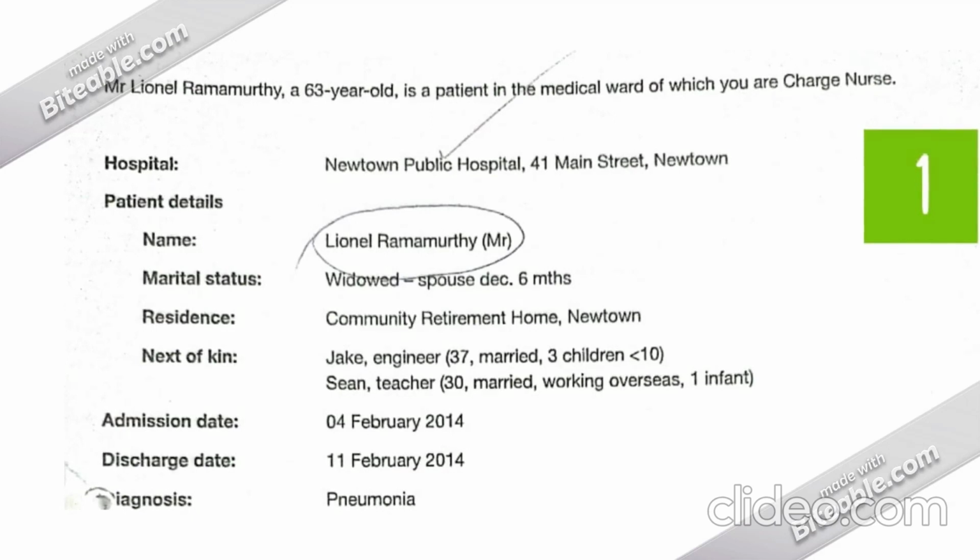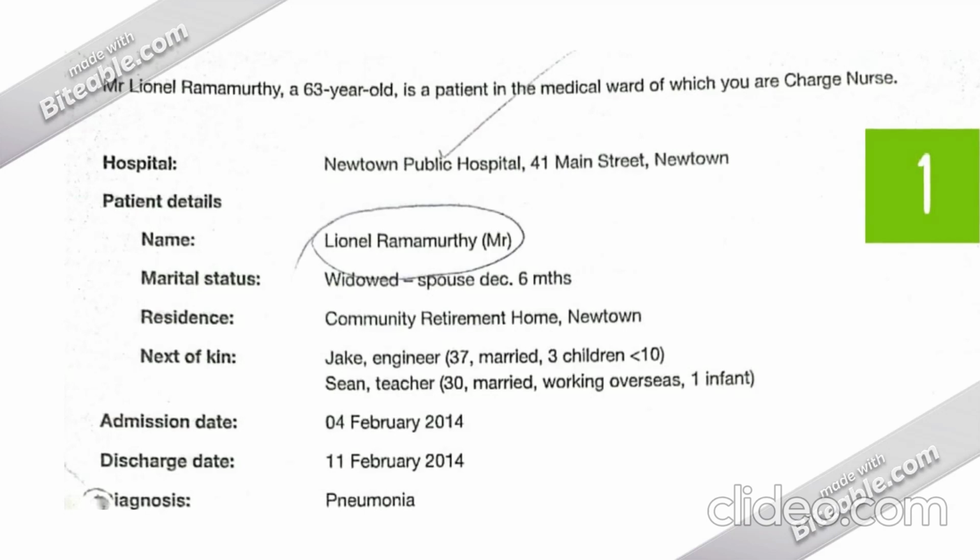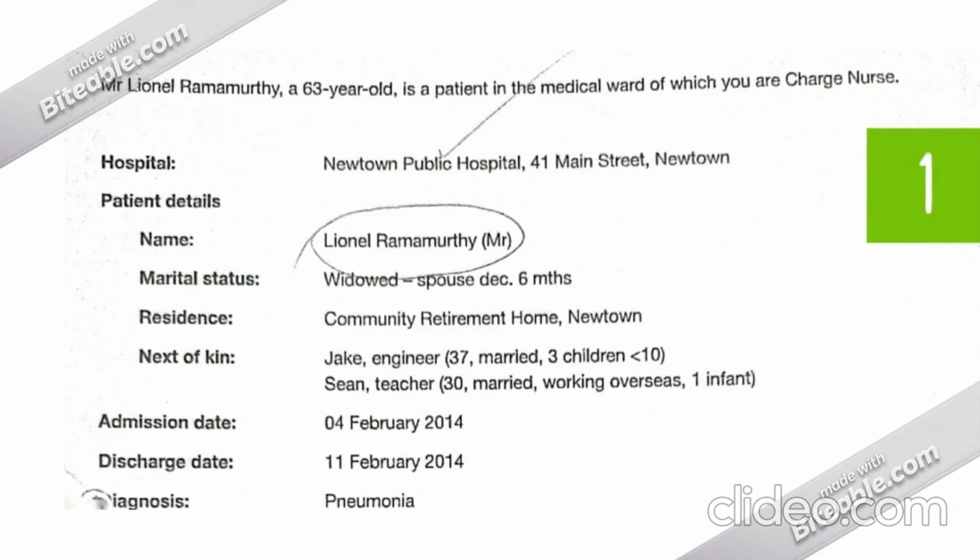So here don't forget to underline the important things. The patient name. Marital status, no need, actually, this is a non-case, so no need. You have to see the residence, and here the address and the address in the writing task are the same. That's why we are saying this is a non-case. Admission date we need, discharge date we have to see, diagnosis also we should underline.